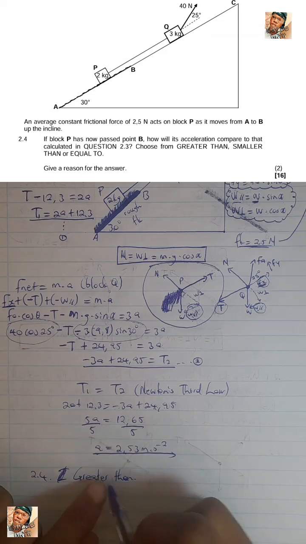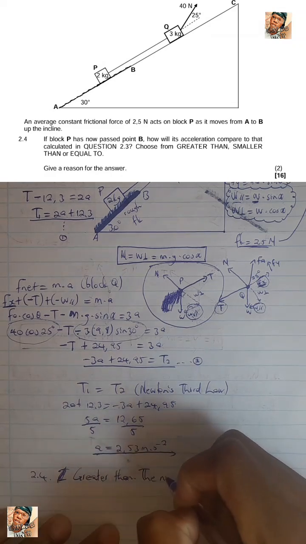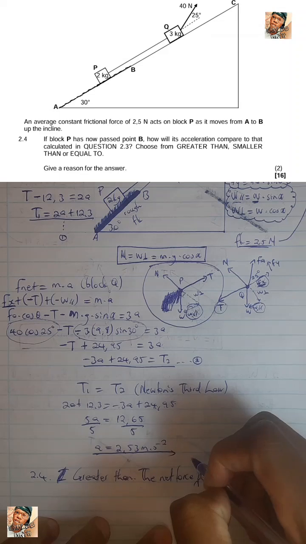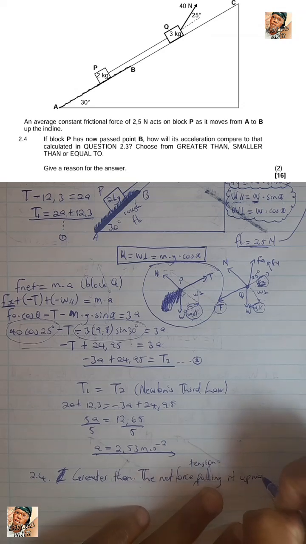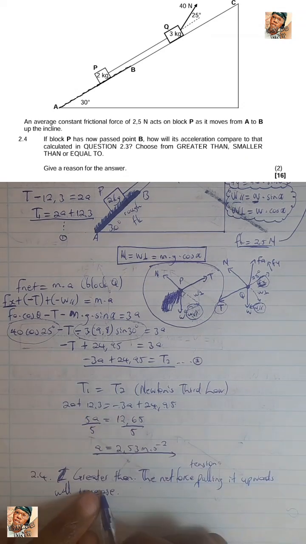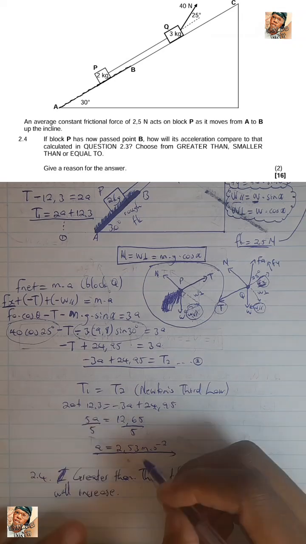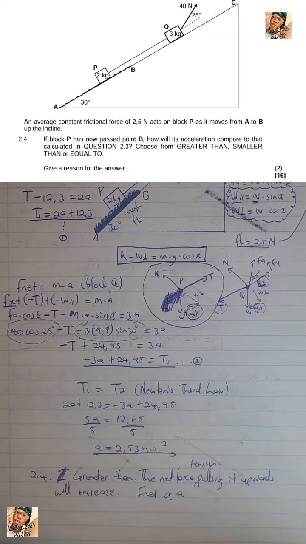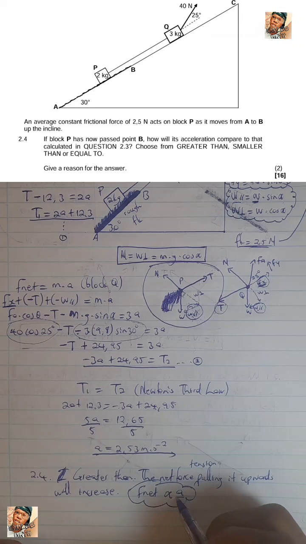So the fact that we're saying it is greater than, the reason is going to be because the net force has increased. The net force, by the way, is the tension. So the net force, which is the tension pulling it upwards, will increase. So as the net force increases, of course, the acceleration is also going to increase because they are directly proportional. Or you can also just say the net force is directly proportional to acceleration. So these two are directly proportional. Therefore, the fact that the net force is going to increase means the acceleration is also going to increase.